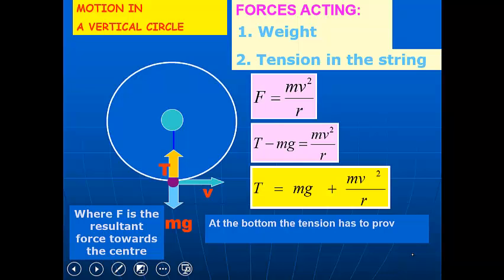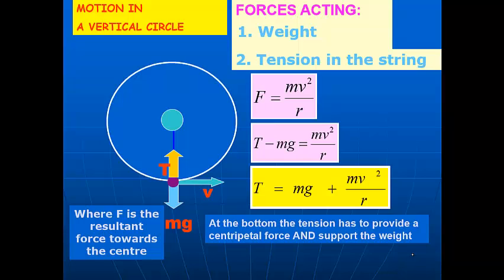At the bottom, tension provides the centripetal force and supports the weight of the object. So you've got your centripetal force here, you've got your tension in your string minus the weight, which is in the opposite direction, has to equal the centripetal force.